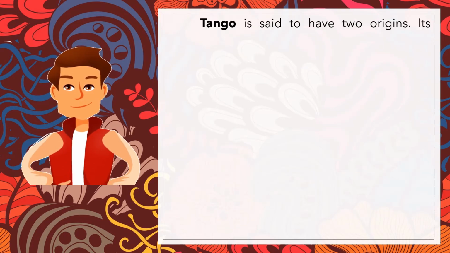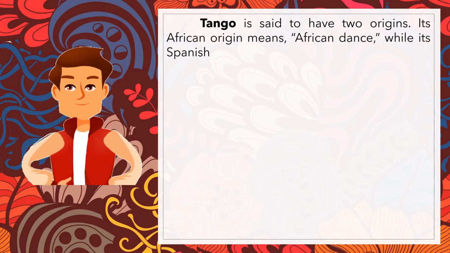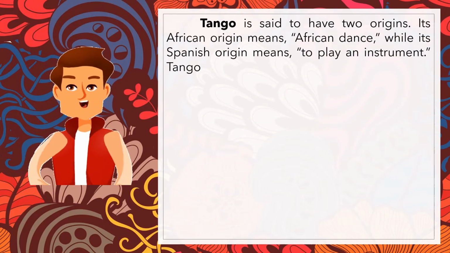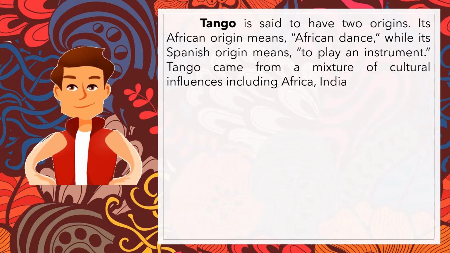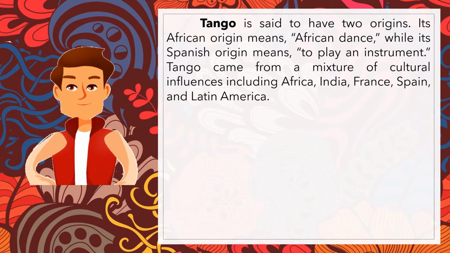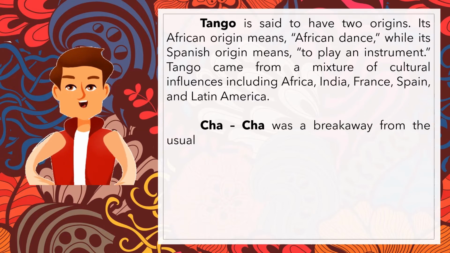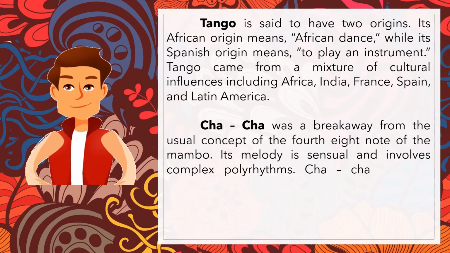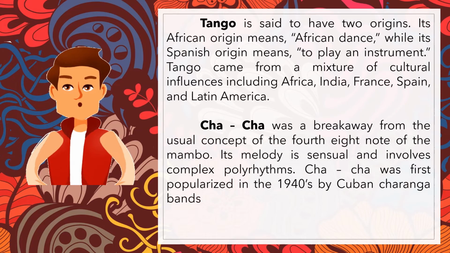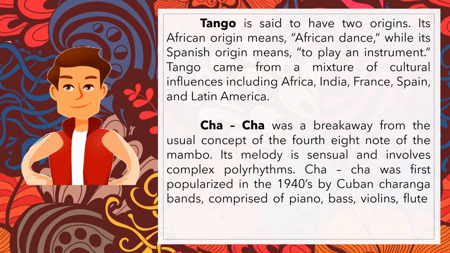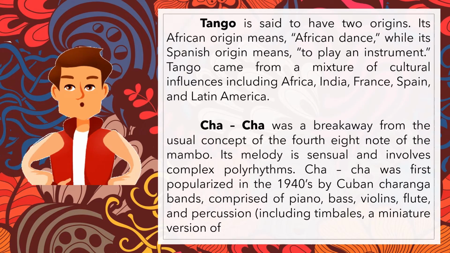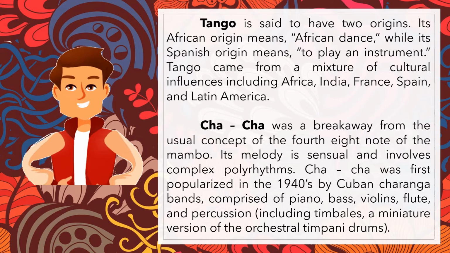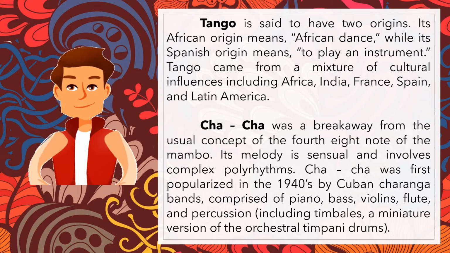Tango is said to have 2 origins. Its African origin means African dance, while its Spanish origin means to play an instrument. Tango came from a mixture of cultural influences including Africa, India, France, Spain, and Latin America. Next, we have cha-cha, a breakaway from the usual concept of the 4th/8th note of the mambo. It's usually sensual and involves complex polyrhythms.